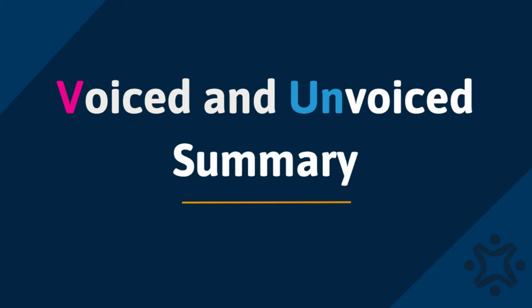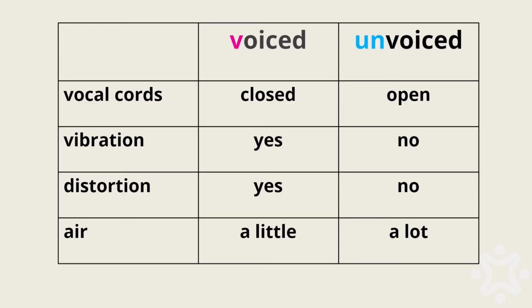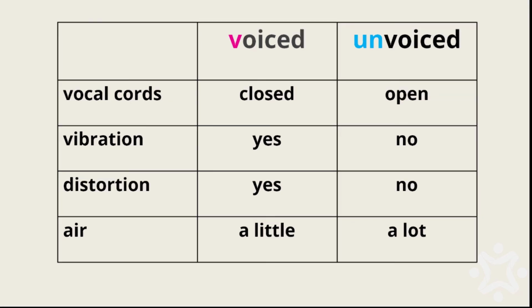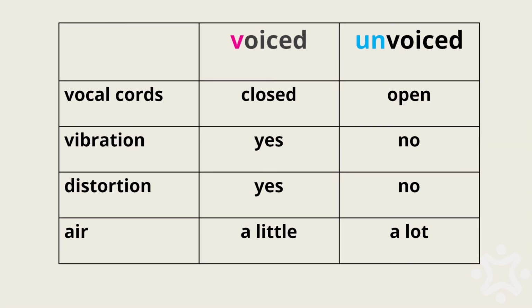Voiced and unvoiced summary. Vocal cords are closed for voiced and open for unvoiced. There is vibration for voiced sounds, but no vibration for unvoiced sounds. There is distortion for voiced sounds, but no distortion for unvoiced sounds. There is a little air for voiced sounds, but a lot of air for unvoiced sounds.